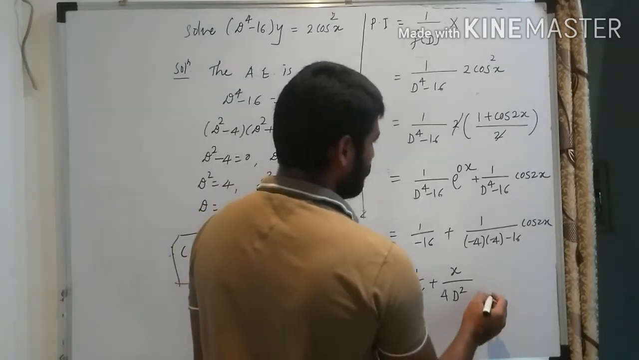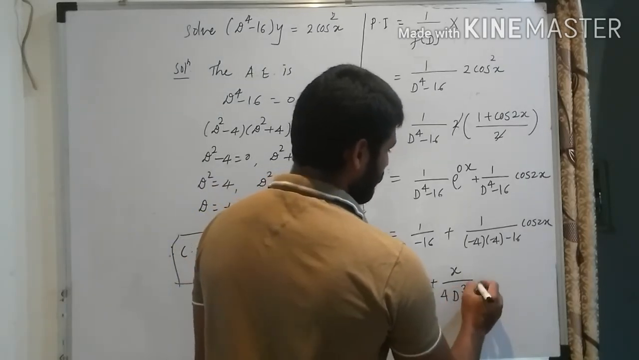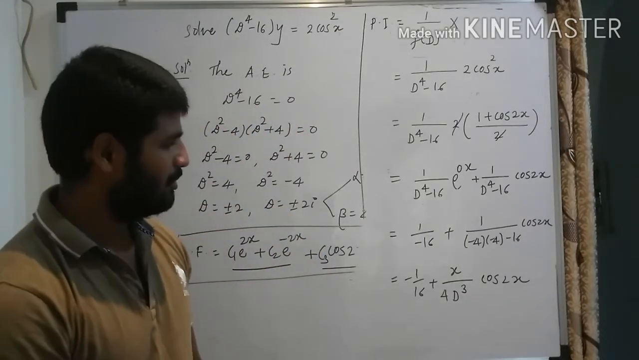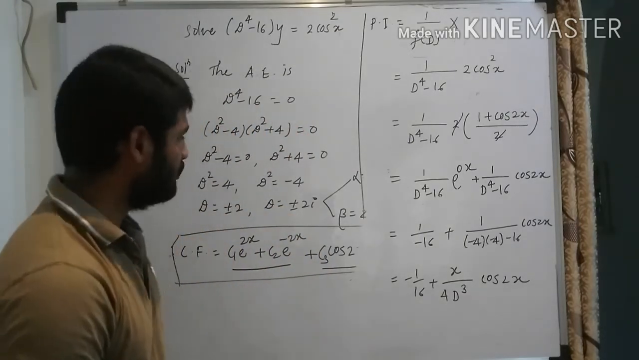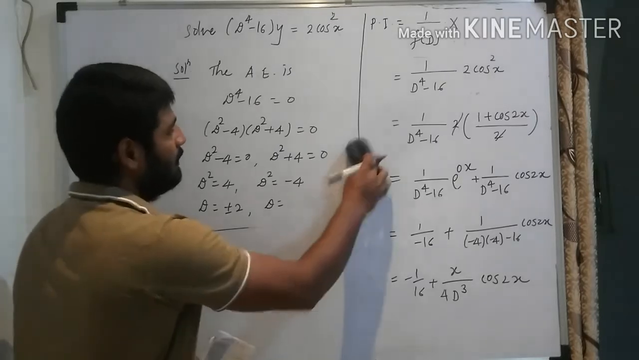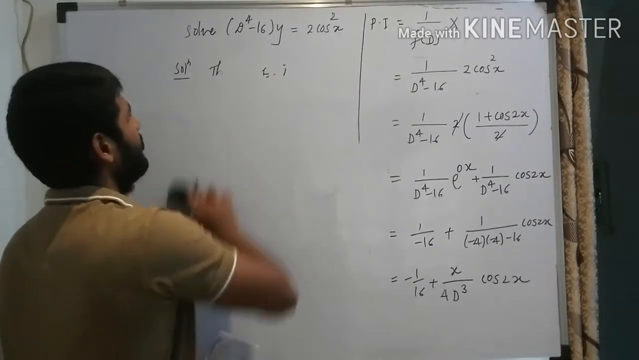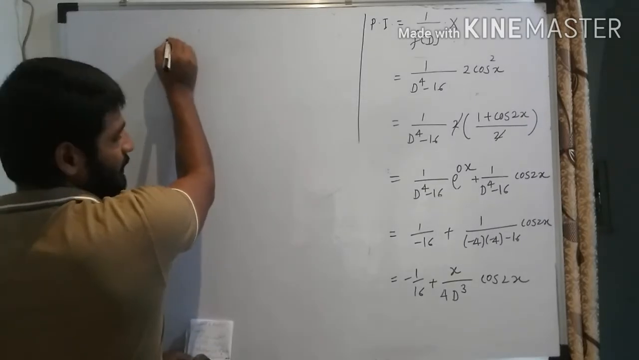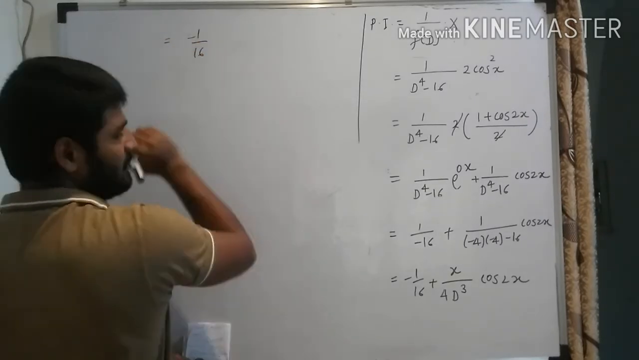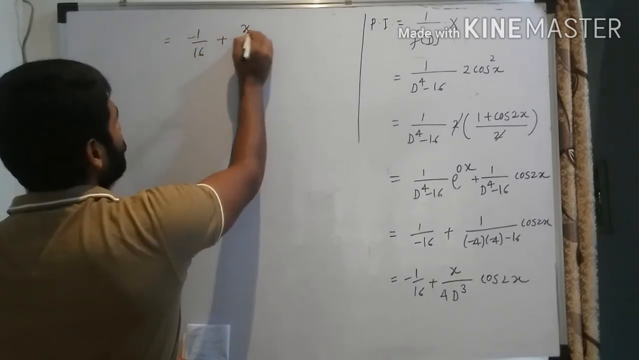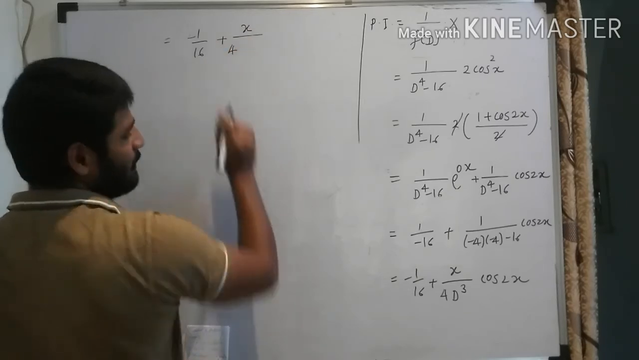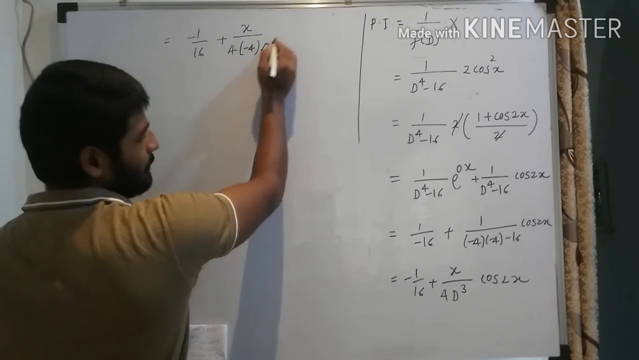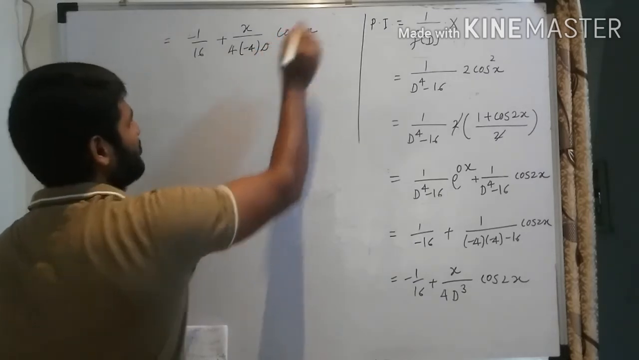If we take x in numerator, the derivative of denominator is nothing but 4 times d cube into cos 2x. Now again follow the same procedure. Replace d square by minus a square. So if we replace d square by minus a square, we get this minus 1 upon 16 as it is, this plus x upon 4 as it is. If we replace d square by minus 4, here we get minus 4 into d into cos 2x as it is.